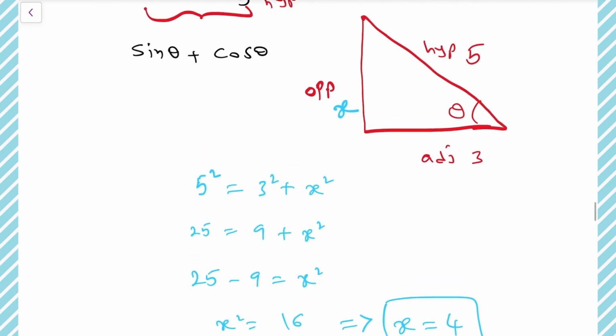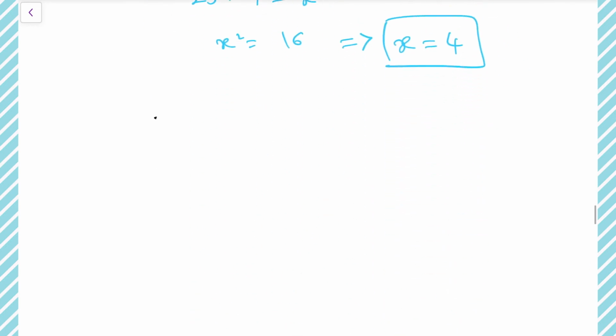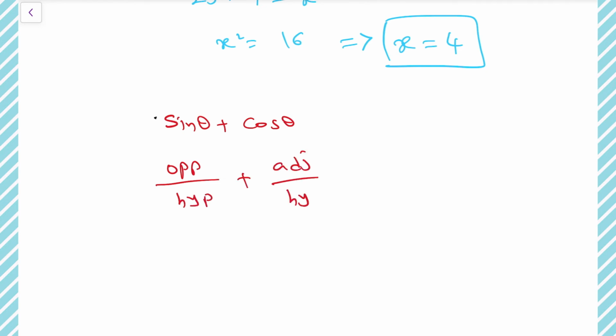That is nothing but this opposite side, we got it as 4. Then he is asking to find out the value of sin theta plus cos theta, right? So sin theta plus cos theta. Sin theta is opposite by hypotenuse plus cos theta is adjacent by hypotenuse. From this figure, let us check what are those values.